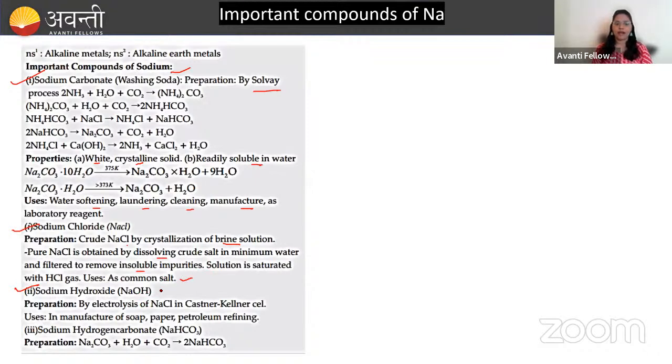Okay, next, sodium hydroxide. It is again a very, very good compound of sodium. It can be manufactured by the Castner-Kellner process or Castner-Kellner cell.